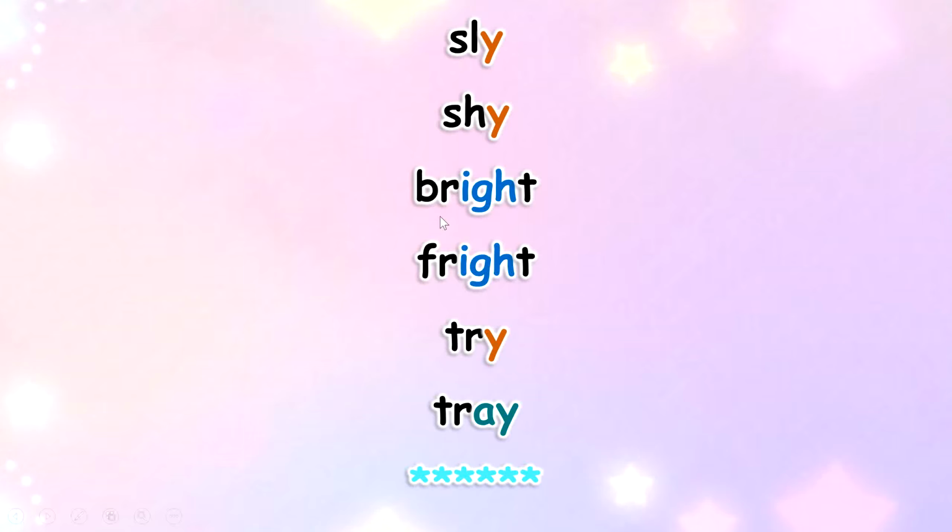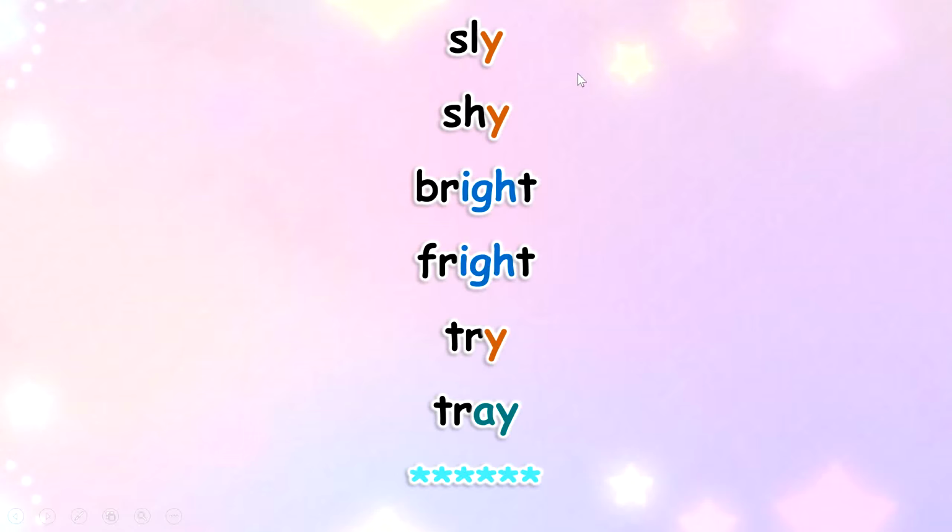So in all of these words up till here, you heard what sound? I, long I sound. I put a tray for you again here to compare this word with that. So when we have Y at the end of a word, we say it I. But when we have AY, we say it A. Try, tray.